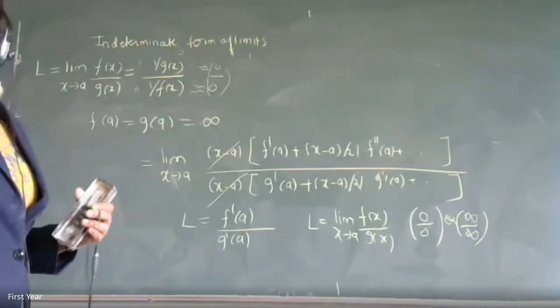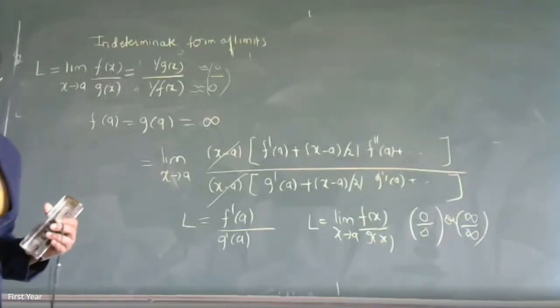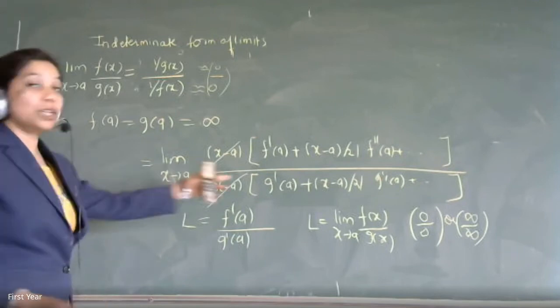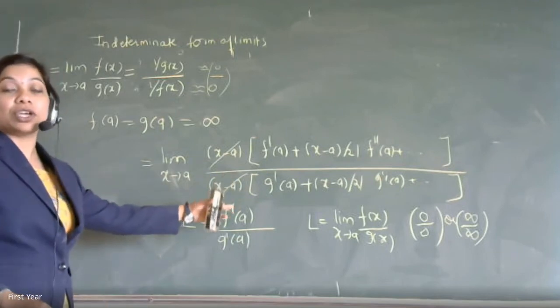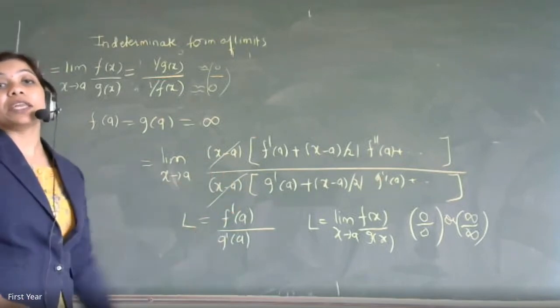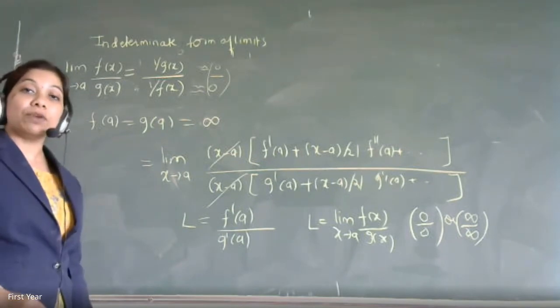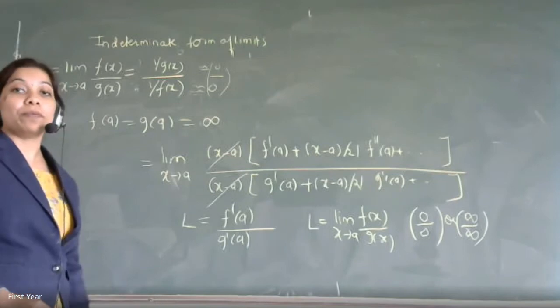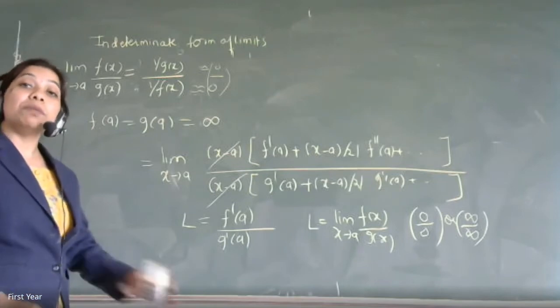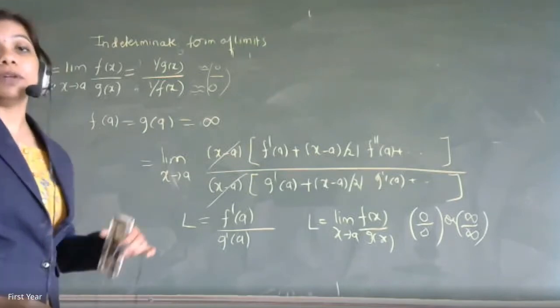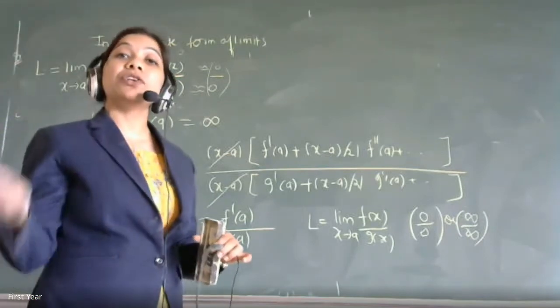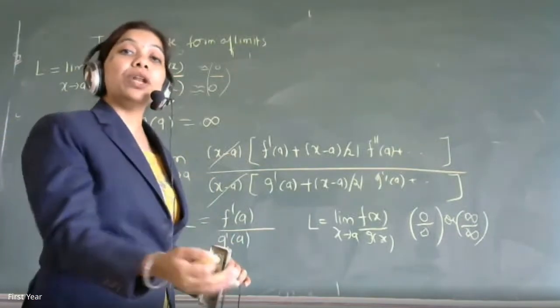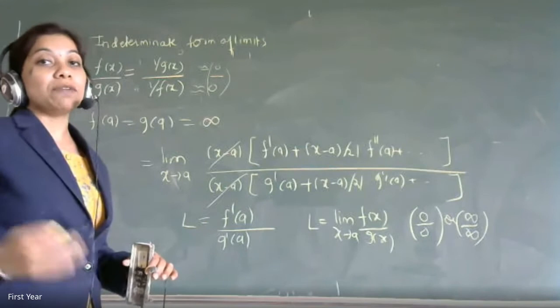That means for 0 by 0 and infinity by infinity, we can write down the power series expansion, Taylor series expansion, and with the help of that, we are getting the answer as f dash of a upon g dash of a, or f double dash of a upon g double dash of a, and so on. For the remaining ones, the other indeterminate forms which are there, they have to be first converted in this form, and then only we can apply them. So that we'll see later.